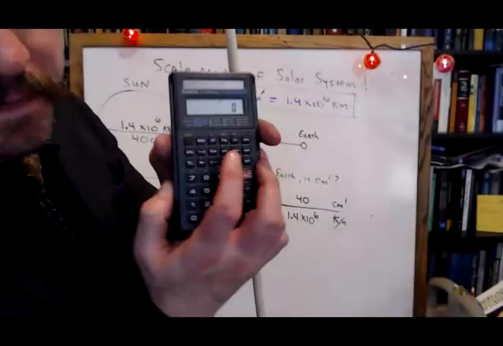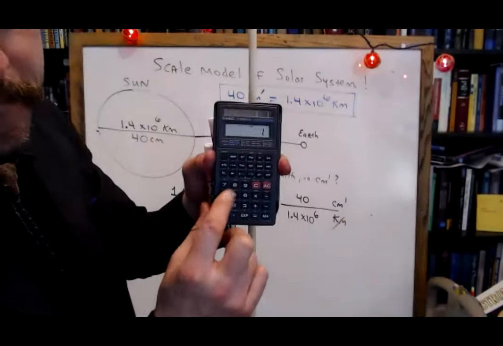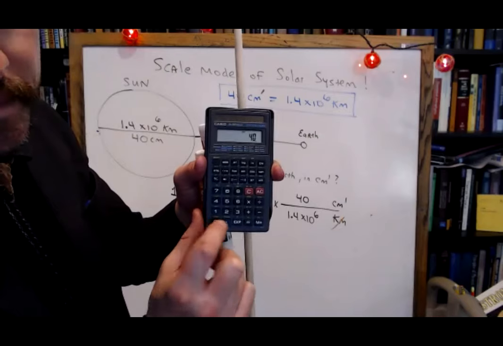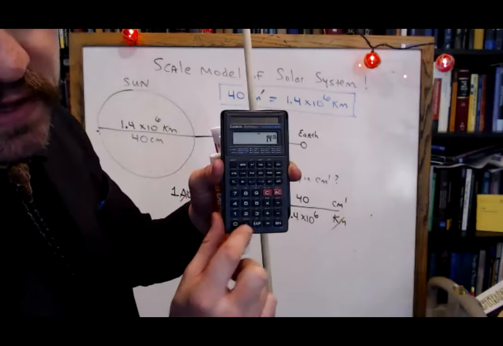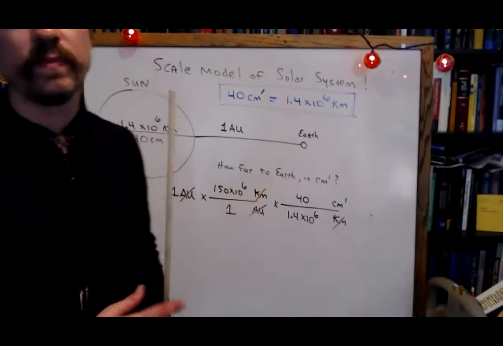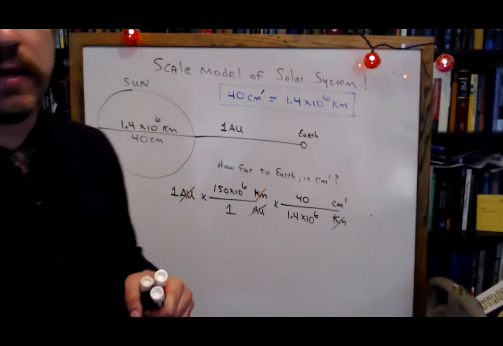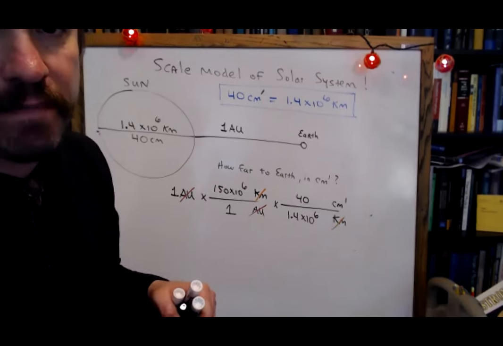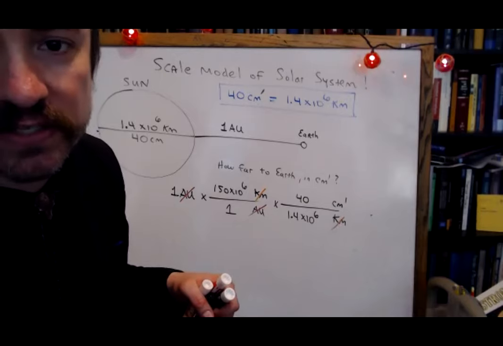Can you do it without me? Bet you can't. So I'm going to start with 150 million EXP6. I'm going to times it by 40. Then I will divide by 1.4 EXP6. And then it equals, and you tell me what you get. Joseph, Catherine, Jose, I want to hear from all of you. I want you punching. You need to punch into your calculators, okay?